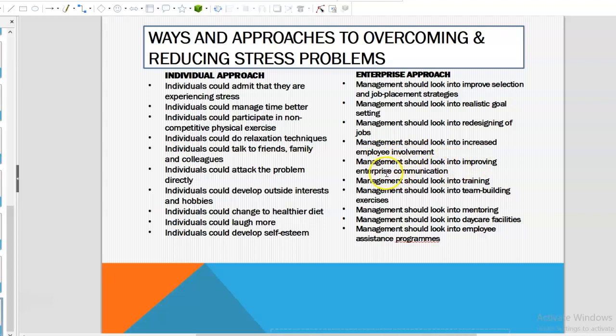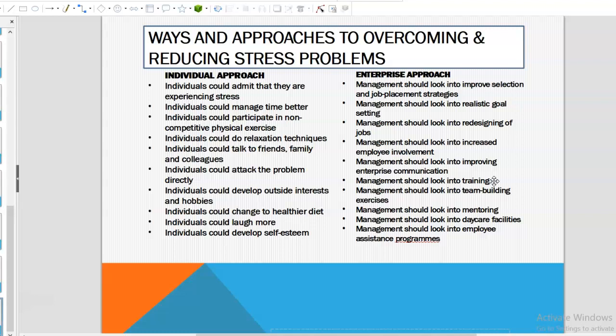Management should look into improving enterprise communication. Yes, there should be upward communication as well as downward communication. Management should look into training employees. Sometimes employees could be stressed because they realize that they don't have the skills necessary to perform certain tasks that the job or the position demands. So that could be stressful. So training can solve that kind of stress. Management should look into team building exercises.